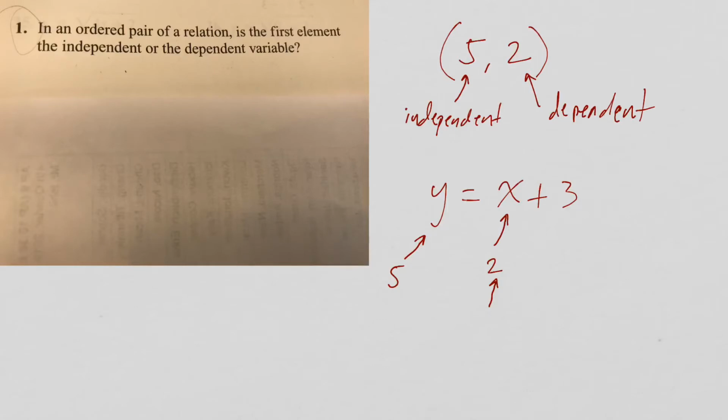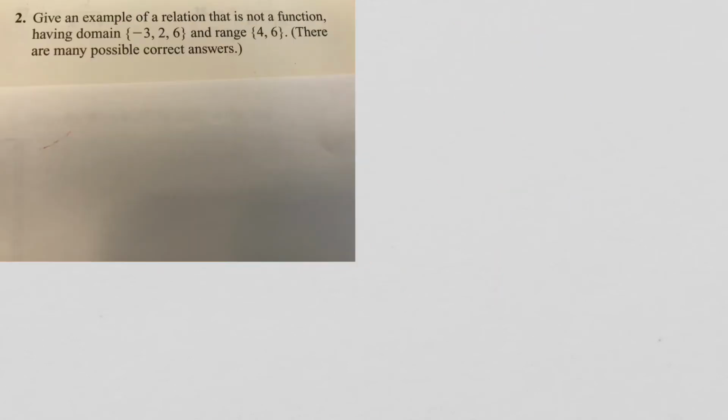So this is the independent variable because we're only being asked what the first variable is. The definition of a function is a collection of ordered pairs that have unique domain values, meaning the domain values cannot be the same. The range values, the y values, can be the same, but the domain values cannot.